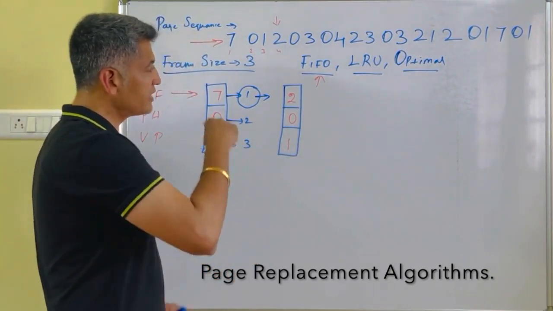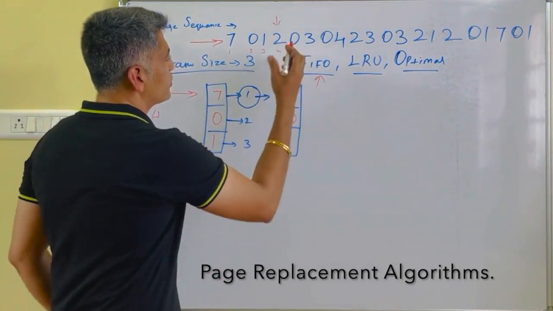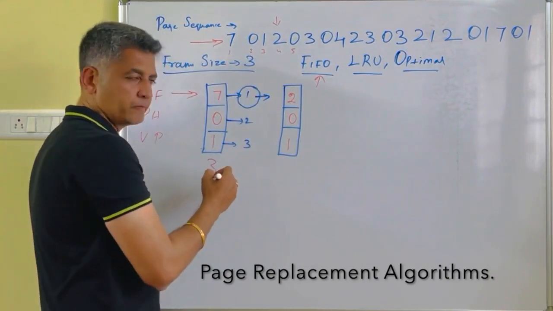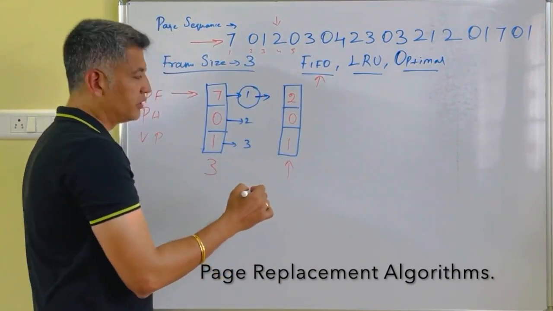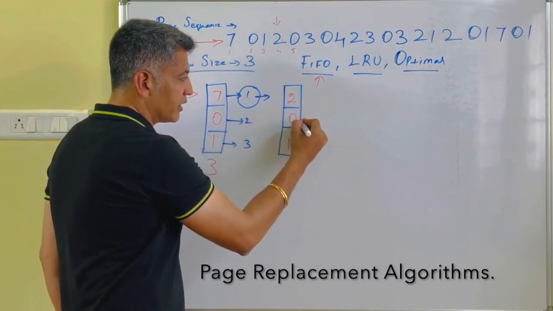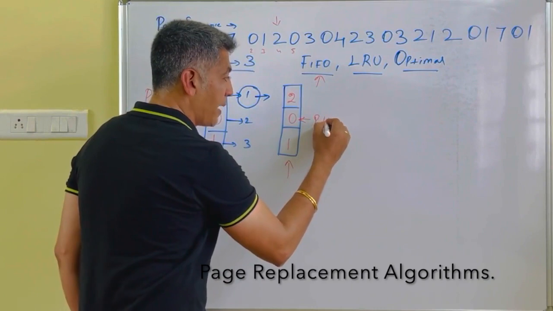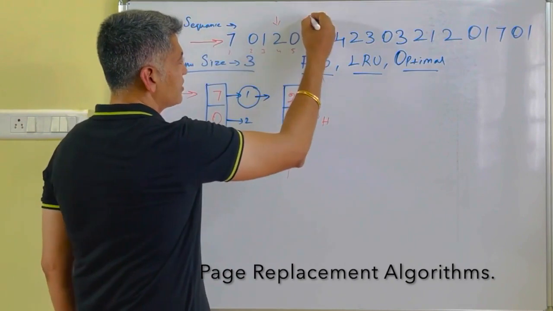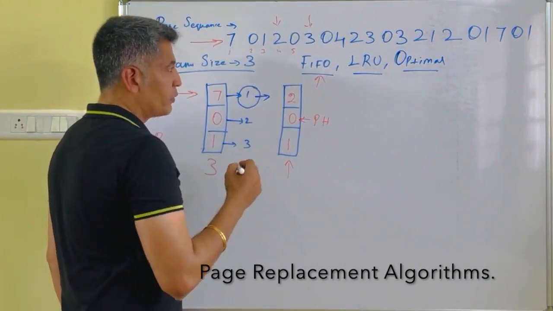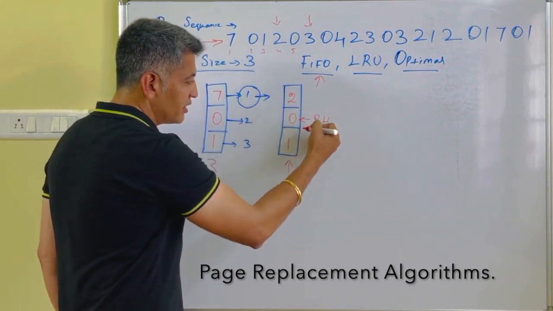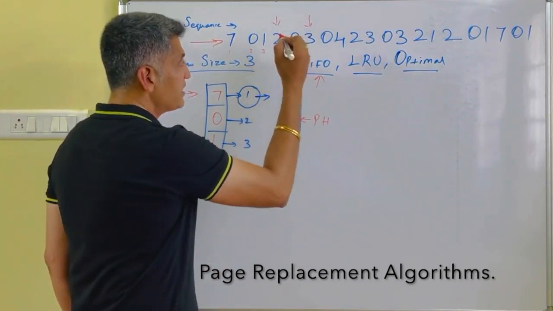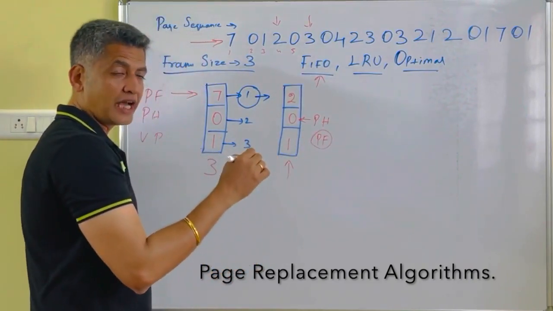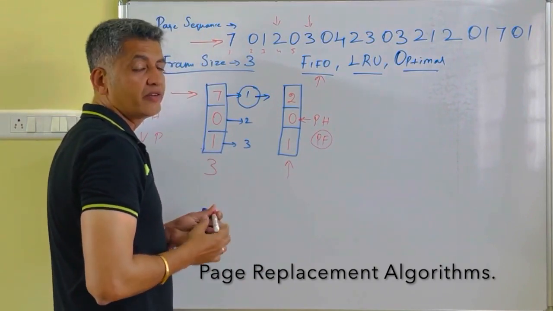Now what is the next sequence? The next page required is 0, so 0 will be verified in the frame. 0 is already there, so a page hit happens, because the required page is there in the frame. Now what is the next page required? The next page required is 3. The operating system verifies whether page number 3 is there or not. It is not, so again a page fault will happen. If a page fault happens, you need to go through a process, that is, you need to identify the victim page.